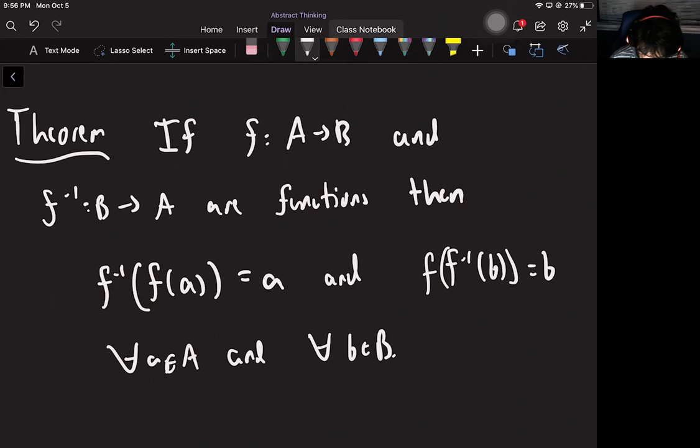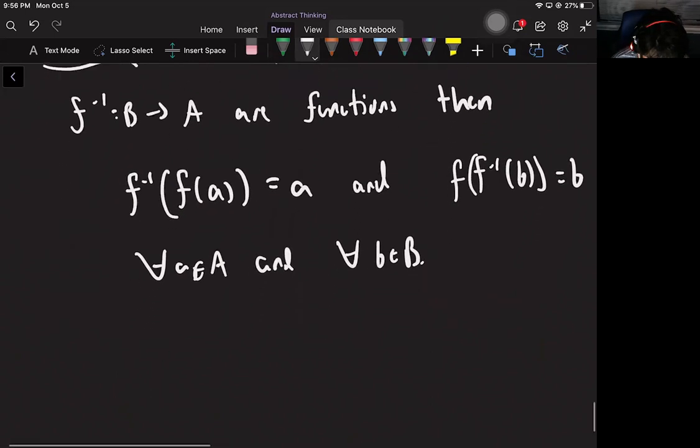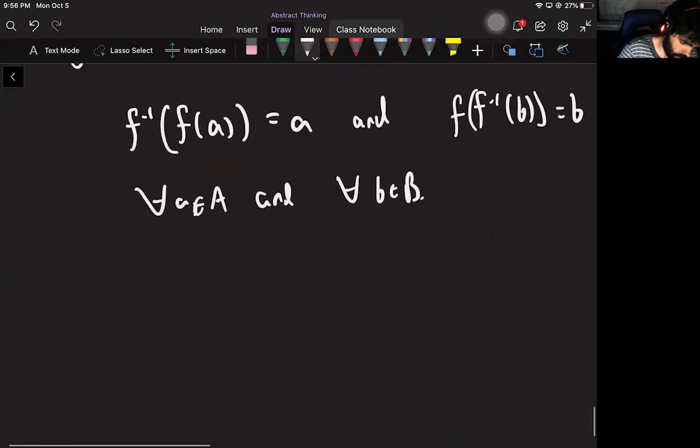The inverse and the function undo each other. They cancel each other out. A couple of different ways to think about it. Okay, so let's prove this one.